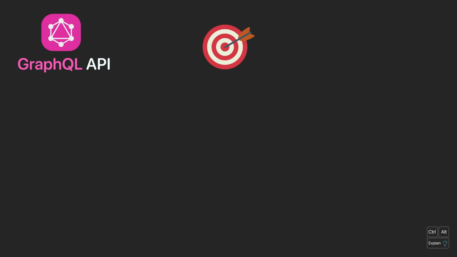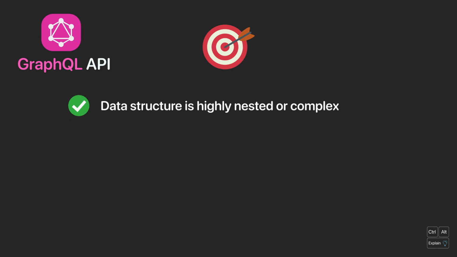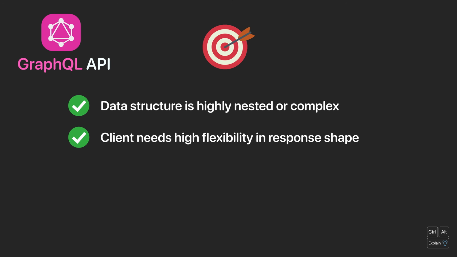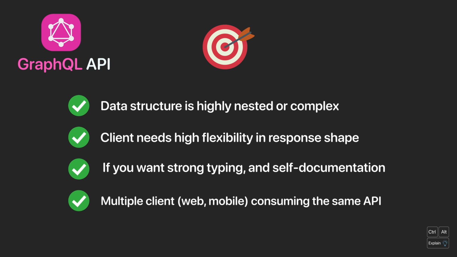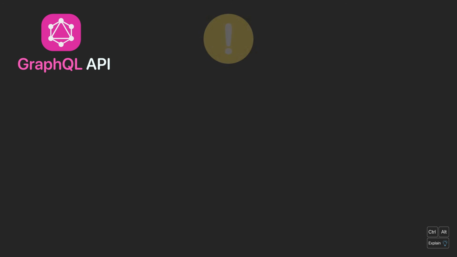Now that we understand the three core parts of GraphQL, let's talk about when GraphQL is actually the right choice. GraphQL really shines when your data is highly nested or interconnected. If your client needs a lot of flexibility in the shape of the response, GraphQL gives you that control. It also provides strong typing and automatic self-documentation straight from the schema, and it's a great fit when multiple clients, like web and mobile, are consuming the same API but need different slices of the same data.